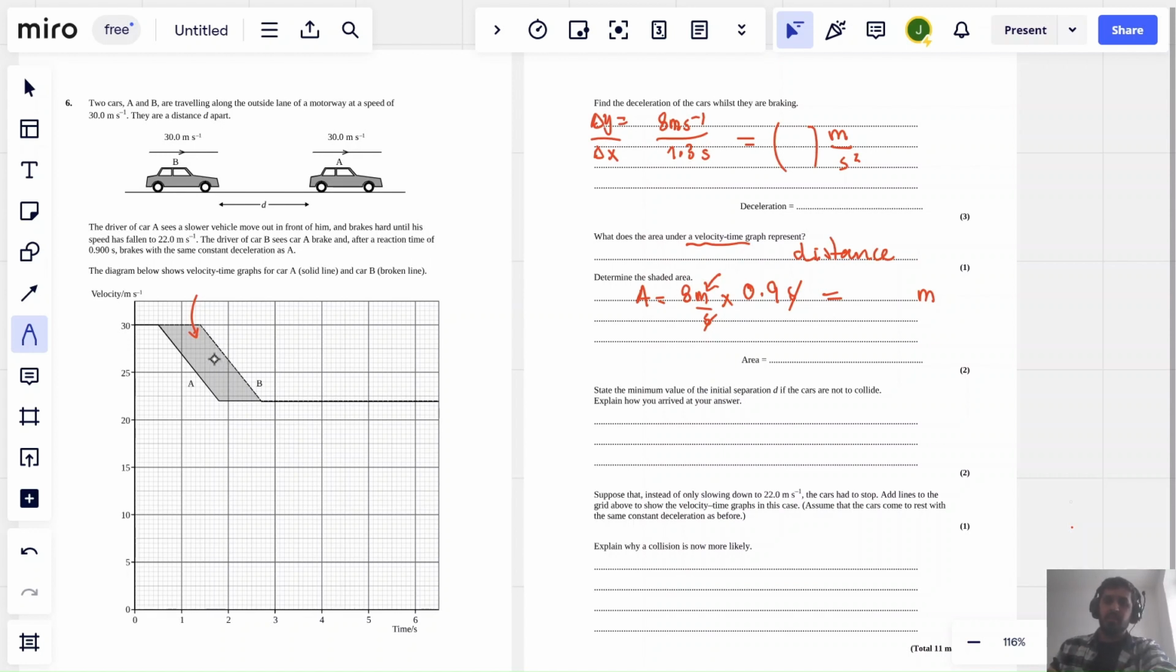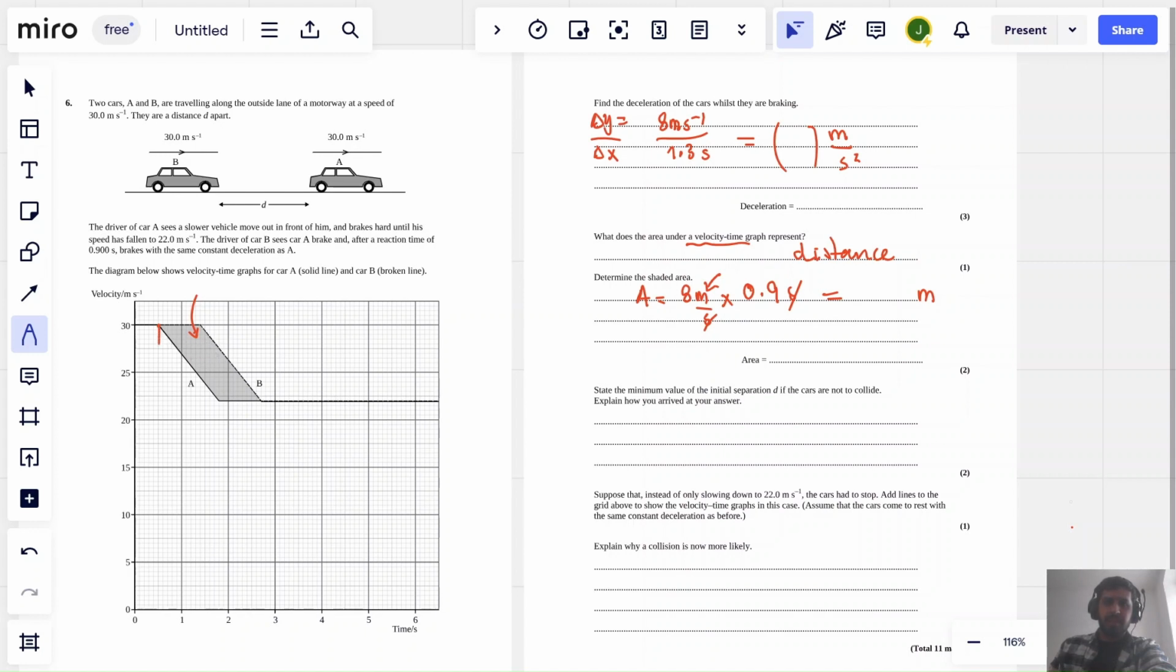Okay, by the way, I will ask you to pause the video and think about what distance this shaded area is representing. Is it the distance that car A travels while applying brakes, or the distance car B travels while applying brakes, or is it something else? Now, to explain this, you can think about it like this.